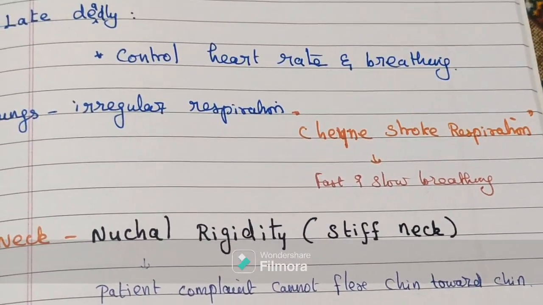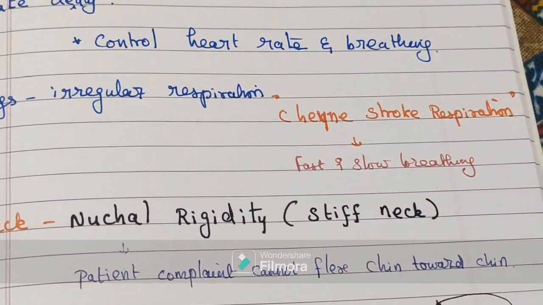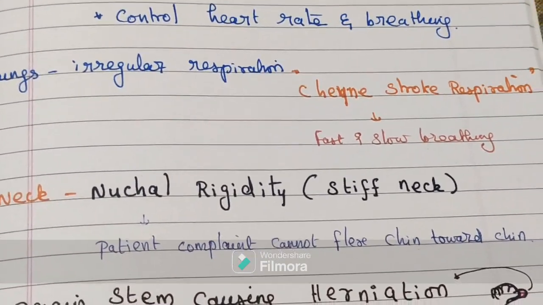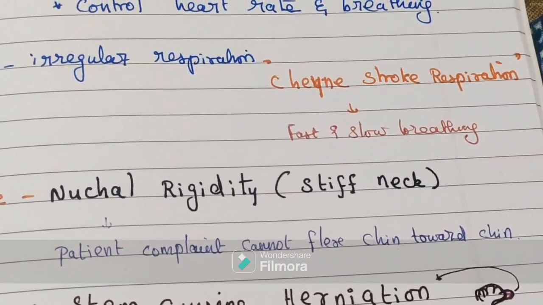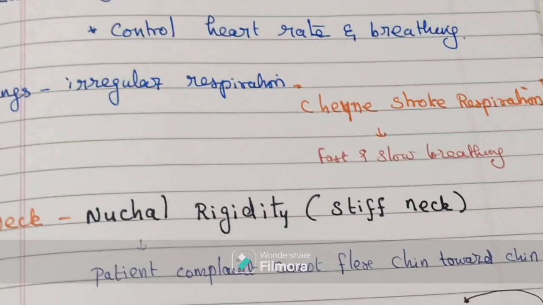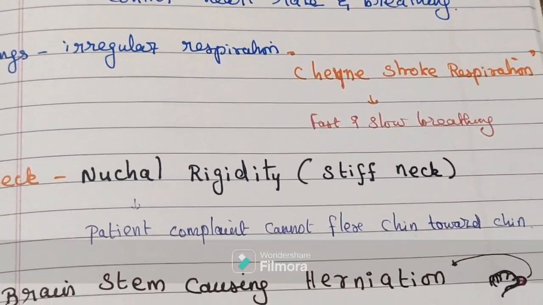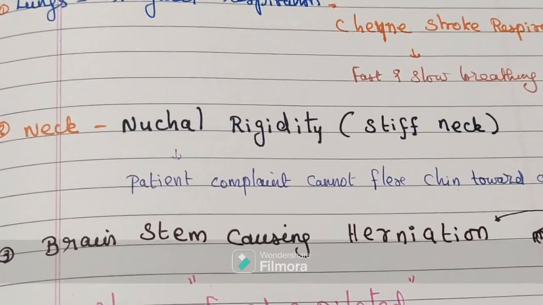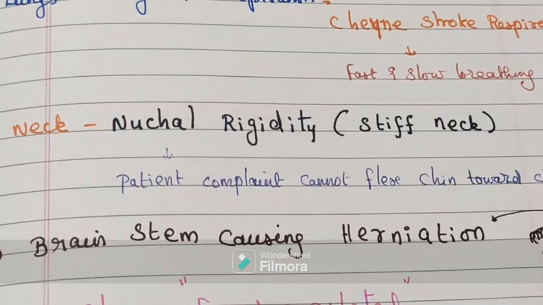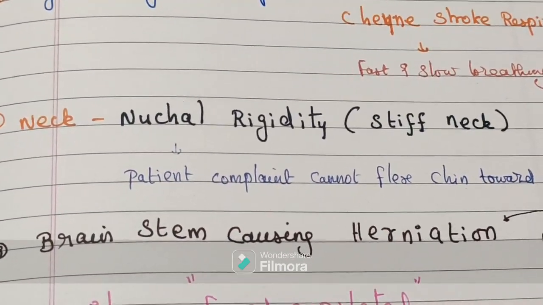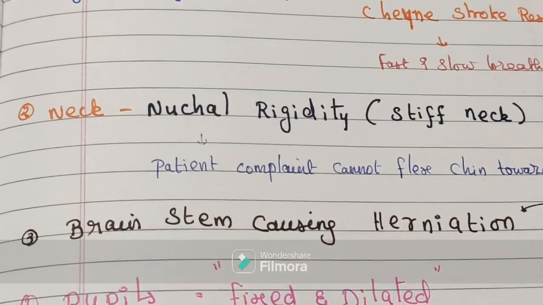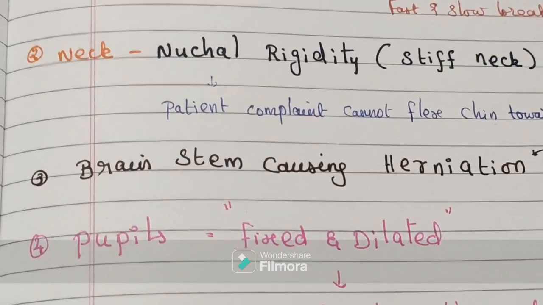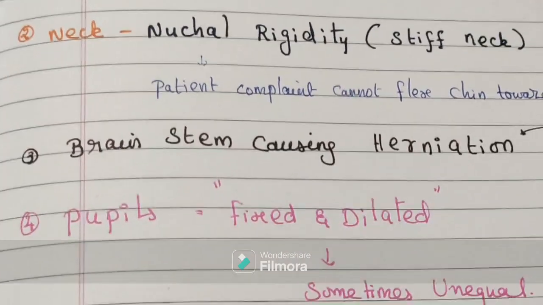So in the lungs, we will see irregular respiration, known as Cheyne-Stokes respiration. This is basically fast and slow breathing. In the neck, we can see nuchal rigidity. The patient complains they cannot flex the chin towards the chest. All the pressure inside the brain is pushing down on the brain stem, causing herniation.